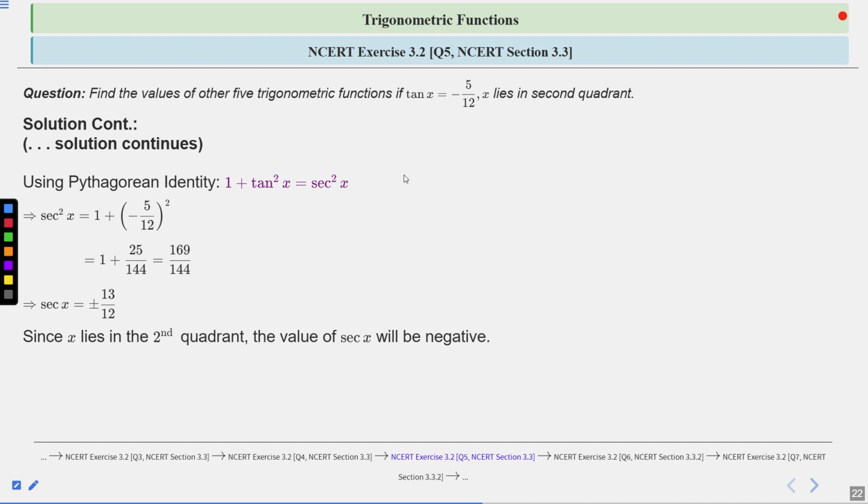Since x lies in the second quadrant, the value of sec x will be negative. Therefore, sec x will be equal to minus 13 upon 12. Clear?